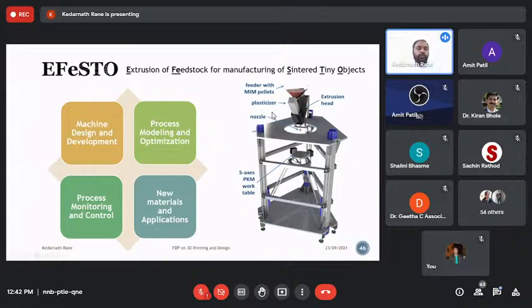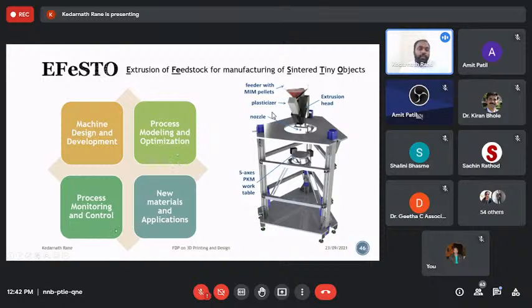So we predominantly worked on 4 aspects to develop this machine. One is machine design and development, so as I said, it's the prototype for this kind of application. We worked on process modeling and optimization of the EAM process because we started working on this process when there was no commercial or research work available. So we are one of the pioneers in this machine and process modeling and optimization.